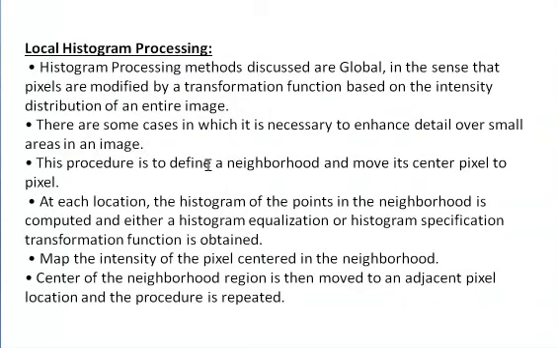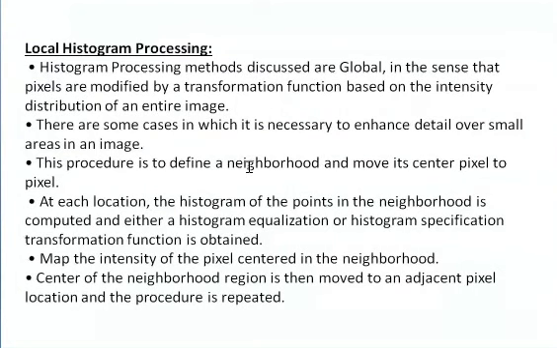This procedure is to define a neighborhood and move its center pixel from pixel to pixel. At each location, the histogram of the points in the neighborhood is computed, and a histogram equalization or histogram specification transformation function is obtained. Up to now we have seen point operations. Histogram processing is also related to the point operation technique. But this local histogram processing belongs to the neighborhood operation.